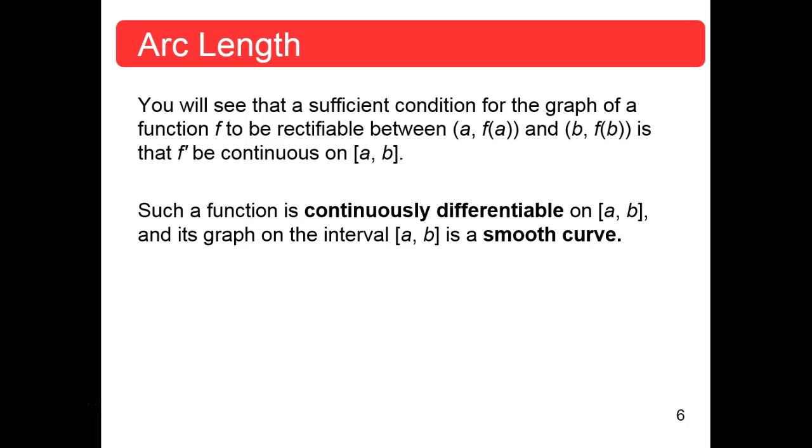Such a function is continuously differentiable on [a, b], meaning you can keep taking derivatives. And its graph on [a, b] is a smooth curve. Can't have any cusp in it. The first derivative would not be continuous if you had a cusp, a corner, or a gap. So f prime must be continuous, so it must be continuously differentiable, and the curve has to be smooth. Okay.